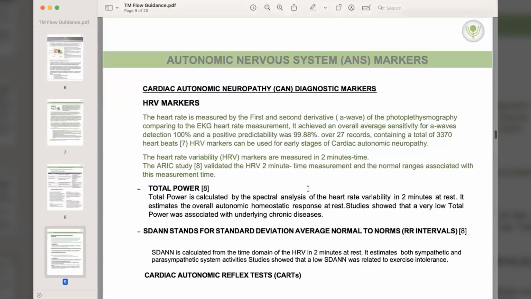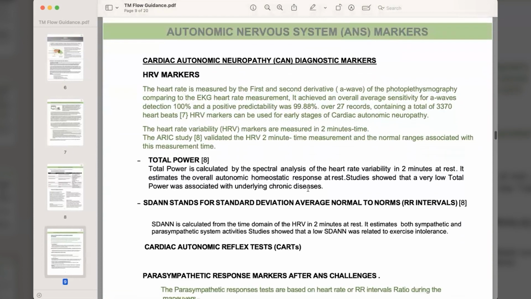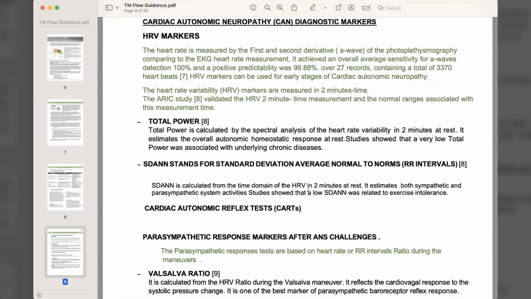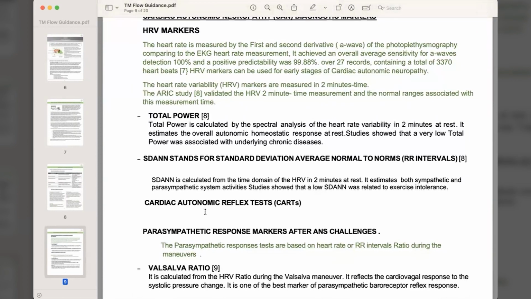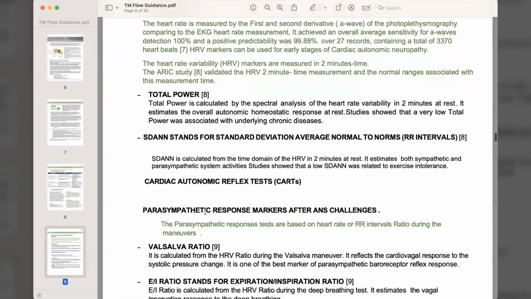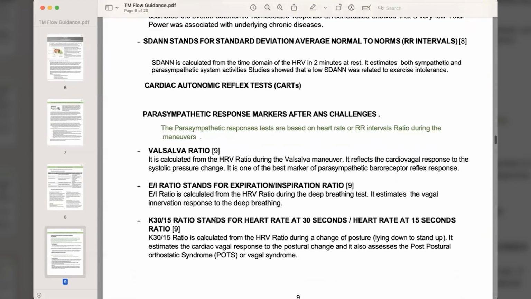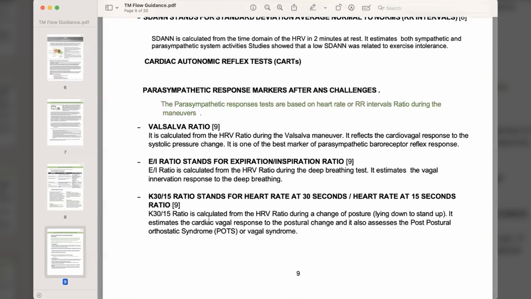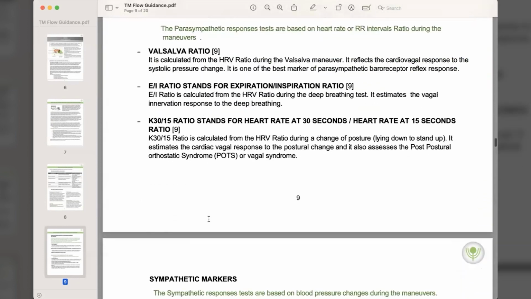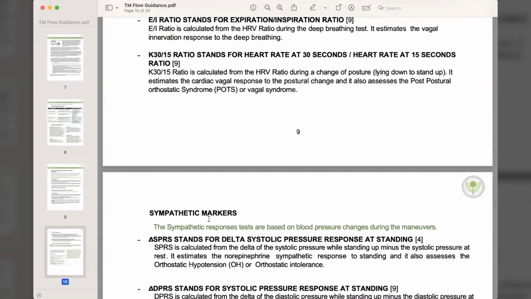Isn't it cool? These are the markers for the autonomic nervous system and how we're testing that. This talks about each part of the test where they're blowing on the Valsalva, doing deep breathing, and standing up. This is all about that. The K30-15 ratio means their heart rate at 30 seconds and at 15 seconds after standing up. That's why it detects their heart rate, and why it takes so long to do this, because it's detecting how their heart rate changes. So how fast are they recovering from standing up?